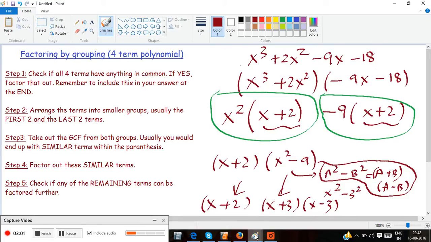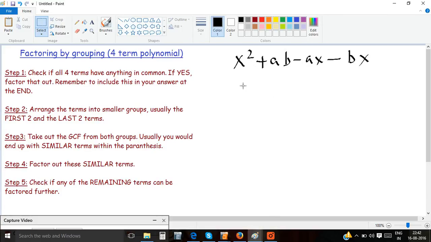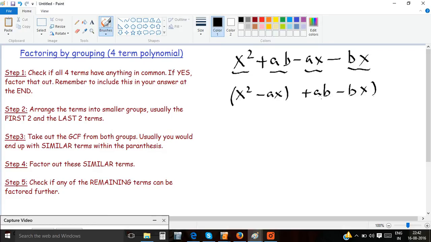Okay, let's take another problem and see if we can solve it. Again, I'm going to split these into 2 groups. All 4 terms don't have anything in common. But I find that there's an x term here that's common, and an x term here that's common, and there's a b common for both these terms. So I group the x terms. So x squared minus ax is my first group, plus ab minus bx is my second group.